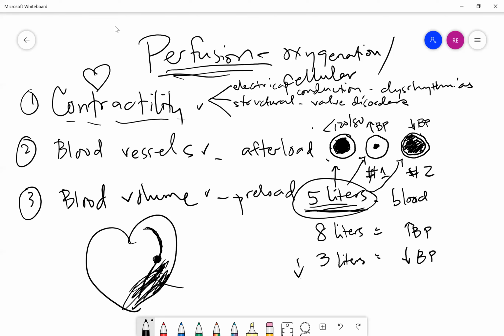Slow it down. Do we need to increase its contractility or decrease its contractility to maintain perfusion? Increase. All right. So now we will give medications that will, number one, increase contractility, decrease afterload, and decrease preload. Any question? I get it now.